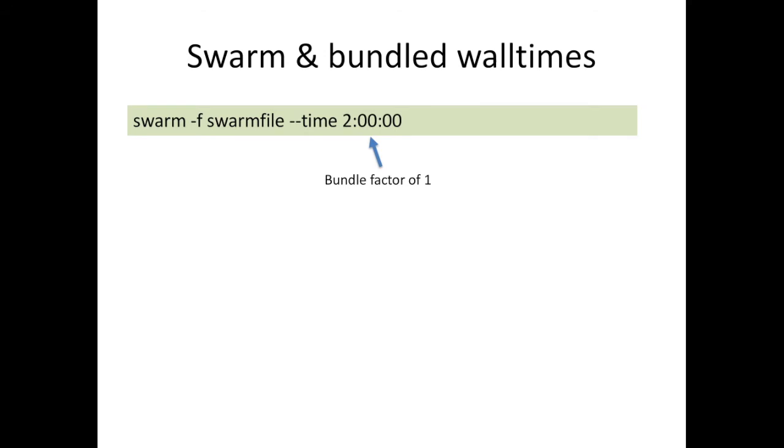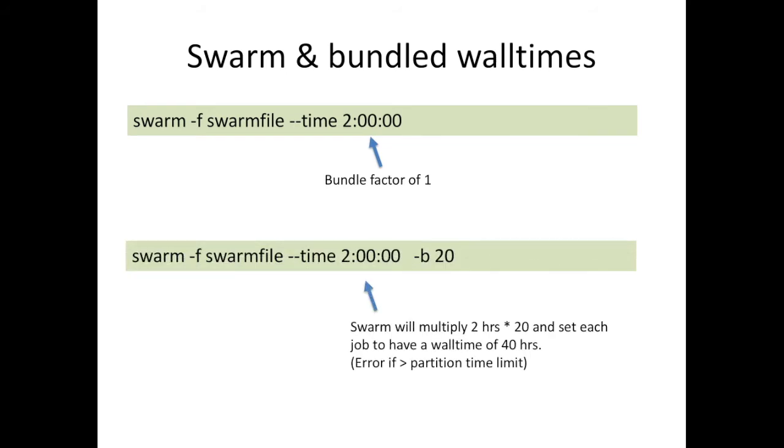If you use the bundle feature of Swarm, Swarm will modify the time set for each of the subjobs. Let's say you have a Swarm job that does not use bundling, and you expect each job will run for 2 hours. If you now submit the same Swarm with a bundle factor of 20, Swarm will submit the subjobs with the wall time set multiplied by the bundle factor. So in this case, each subjob will be submitted with a time of 40 hours. If the recalculated time is greater than the partition time limit, Swarm will return an error and you'll need to reduce the bundle factor.